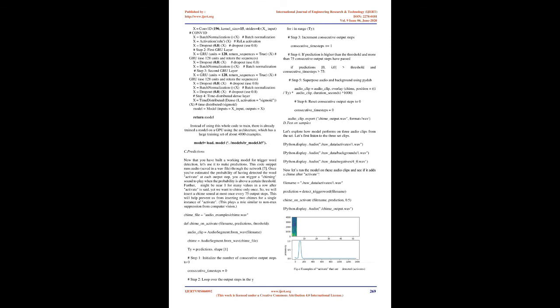Further, y might be near 1 for many values in a row after activate is said, yet we want to chime only once. So, we will insert a chime sound at most once every 75 output steps. This will help prevent us from inserting two chimes for a single instance of activate. This plays a role similar to non-max suppression from computer vision.